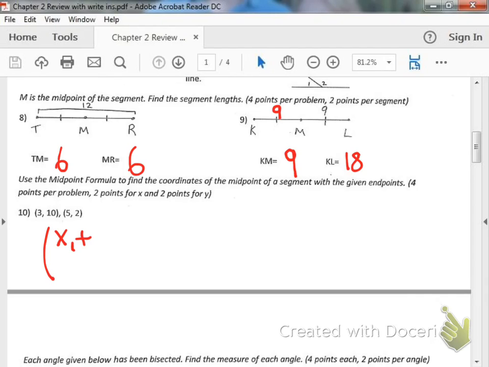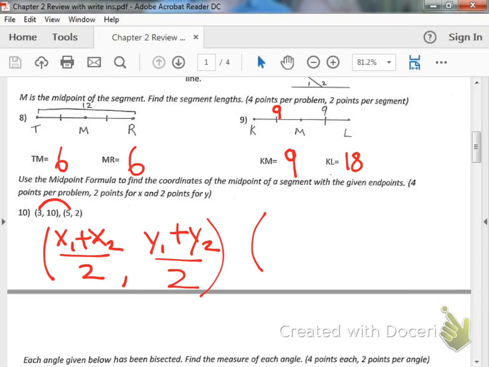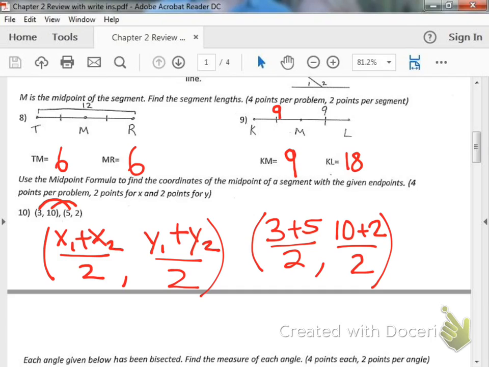All right, number 10, you need the midpoint formula. That's where you add the x's. Hold on a second. You add the x's, you divide by 2. You add the y's, and you divide by 2. So which ones are the x's? 3 and 5. So you're going to do 3 plus 5, divide that by 2. Then you're going to do 10 plus 2 and divide that by 2. The first one you get 8 divided by 2, that's 4. The next one you get 12 divided by 2, that's 6. So this is your answer.